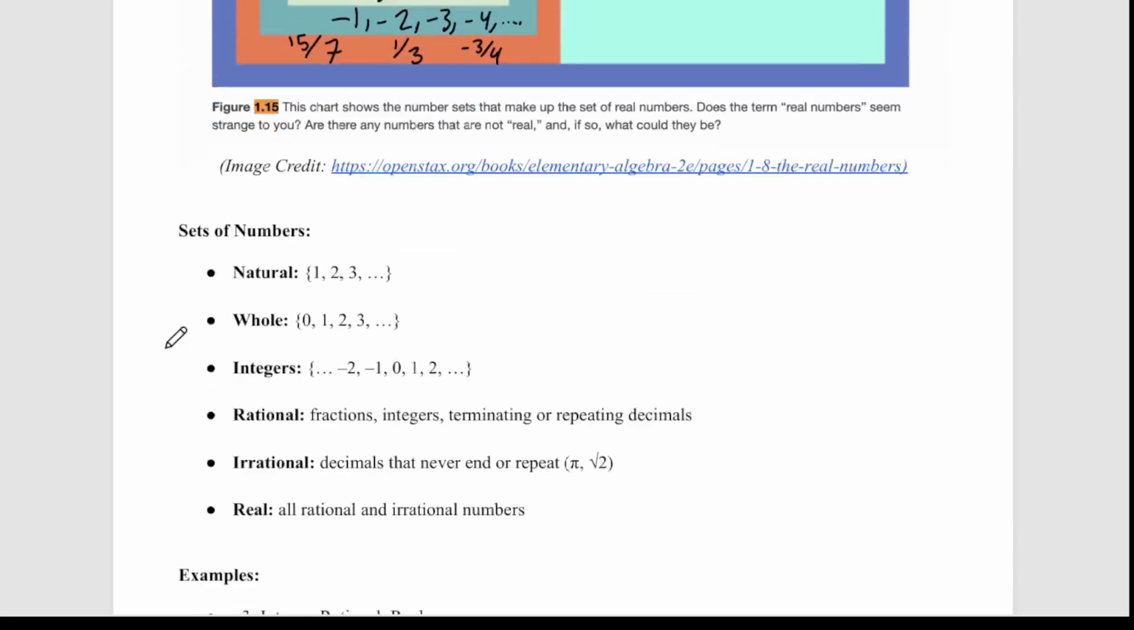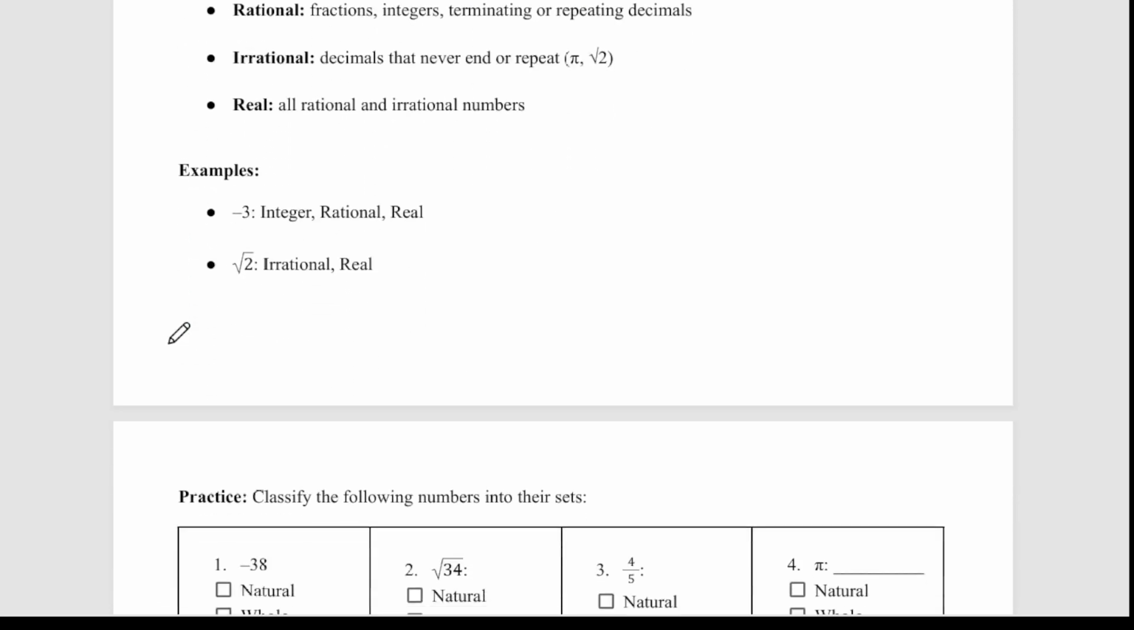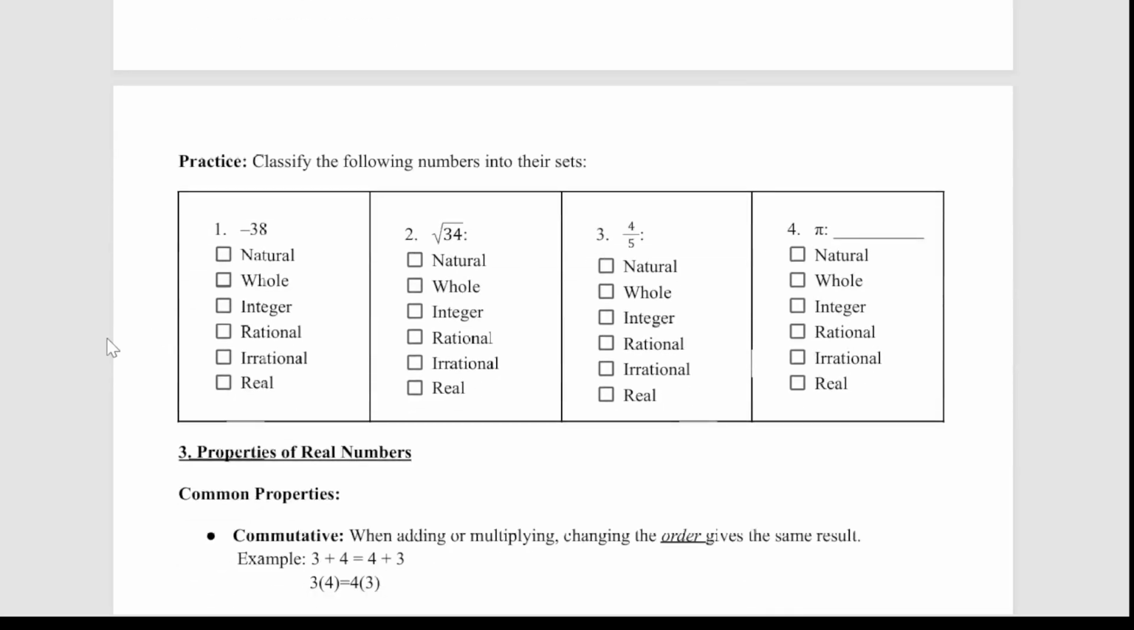So let's practice classifying some of these numbers. Go ahead and pause your video and try to answer these questions of which families each of these numbers belongs to. If we take a number like negative 38, it's not considered natural or whole because it's negative. However, it is an integer.